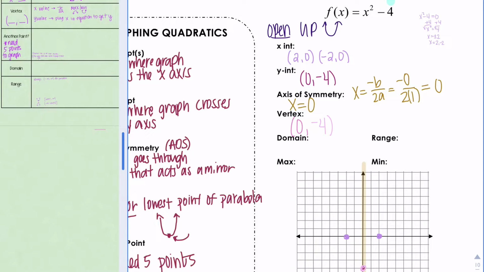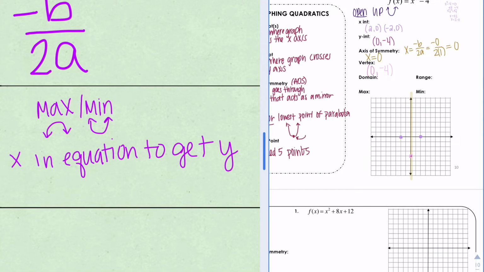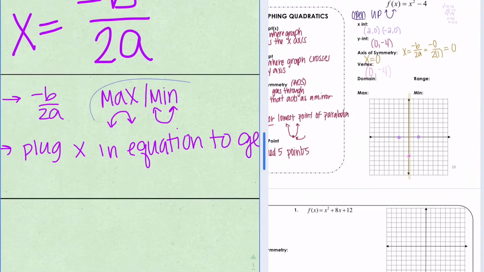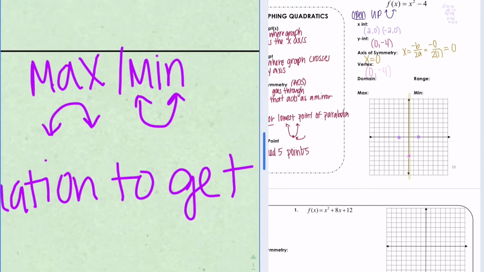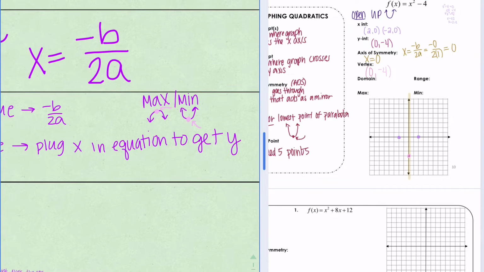All right. Now, one quick thing. The vertex is going to be your maximum or your minimum. If your parabola is pointing down, the vertex is here, it's a maximum. If your parabola is pointing up, your vertex is here, and that's a minimum. Okay? So just something to keep in mind.